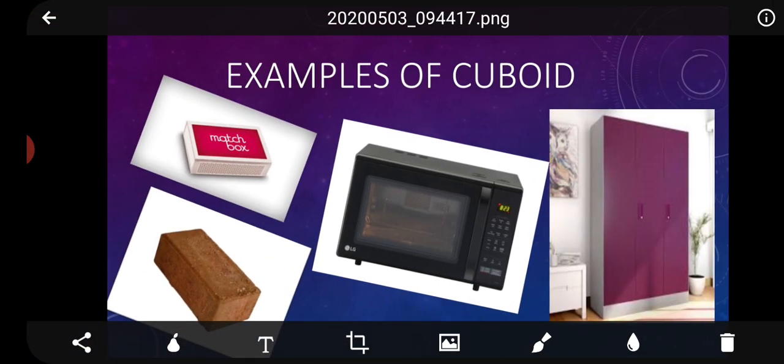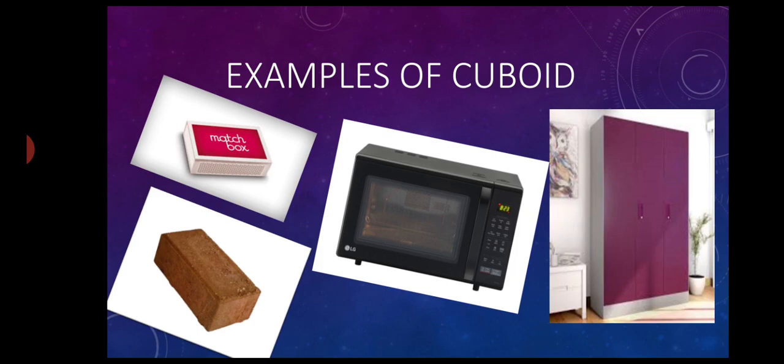Some examples of a cuboid are a matchbox, which you can simply find in the kitchen, bricks, which are used in the construction of houses, a microwave oven, and the almirah, where you keep your secret things also, along with your clothes.